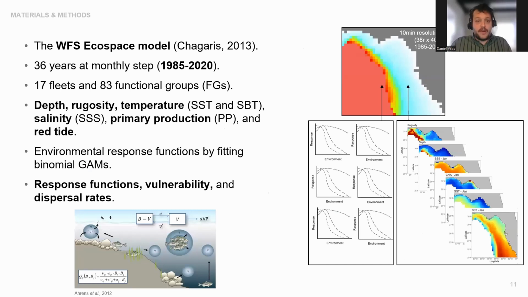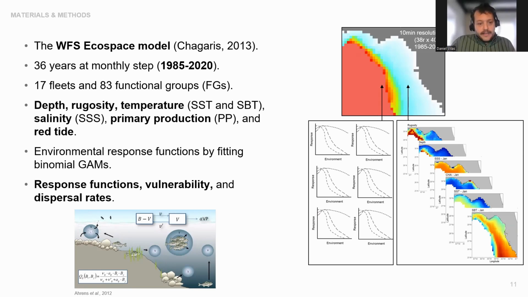The West Florida Shelf model is an updated version of Chagari's 2013. It runs 36 years at monthly step. It includes 17 fleets and 83 functional groups. It includes depth, rugosity, temperature, salinity, and primary production and red tide as environmental factors. It also includes response functions from fitted binomial general additive models from fishery independent data.